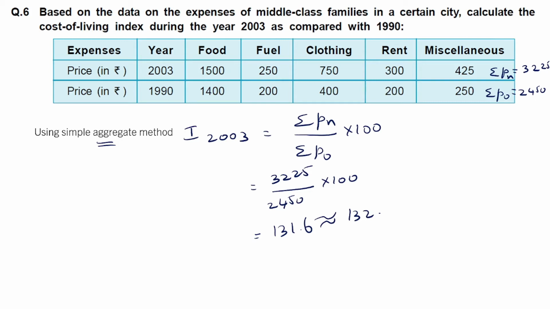So using simple aggregate method, we have found the cost of living index during the year 2003 as compared with 1990. The formula is summation Pn upon summation P0 into 100. Summation Pn is the sum of the prices in 2003 and summation P0 is the sum of prices in 1990. When we add all the prices in 2003, we get 3225, and when we add all the prices in 1990, we get 2450. So using this formula, we get the index as 132.